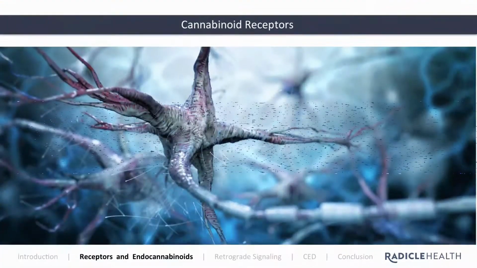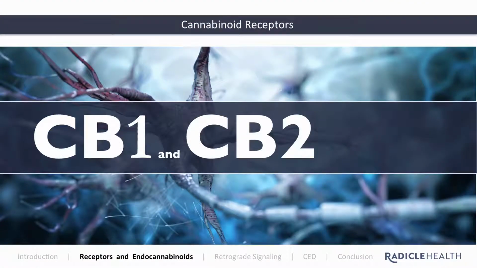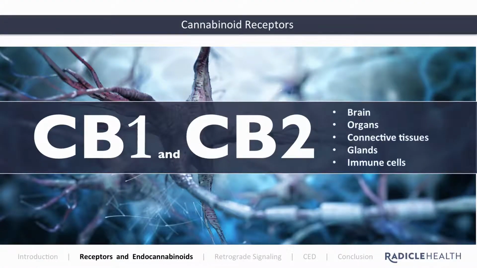There exist multiple receptors that are modulated by the ECS, but the most well-studied cannabinoid receptors are CB1 and CB2. These are G protein-coupled receptors that are located throughout the human body, including in the brain, organs, connective tissues, glands, and immune cells. Endocannabinoid receptors are the most common type of cell receptor in the body. In fact, there are more CB1 receptors in the brain than any other type of G protein-coupled receptor.